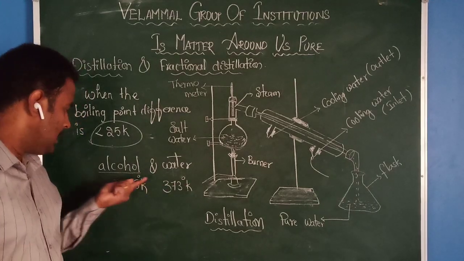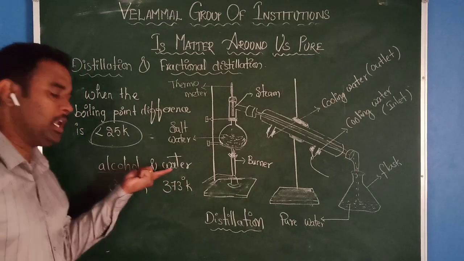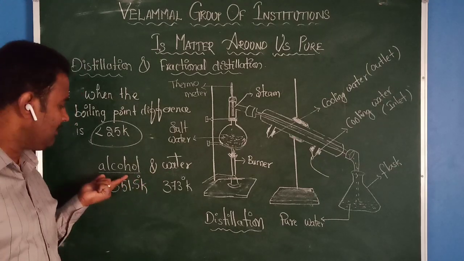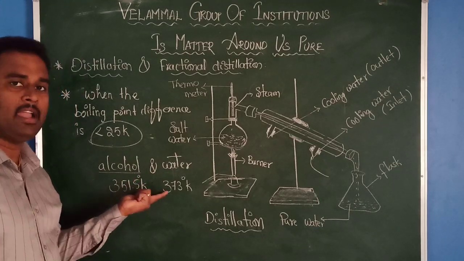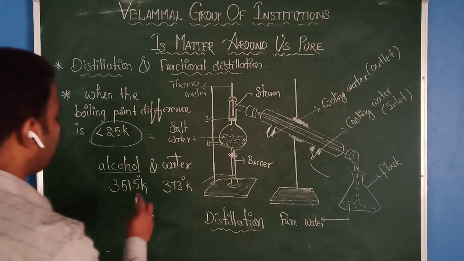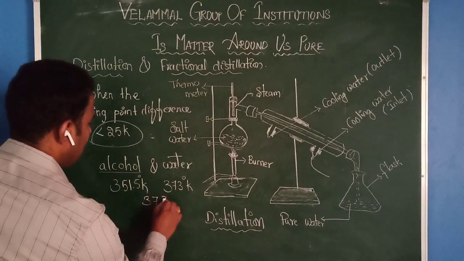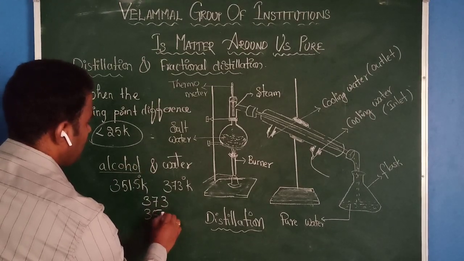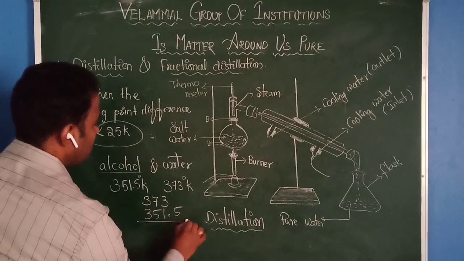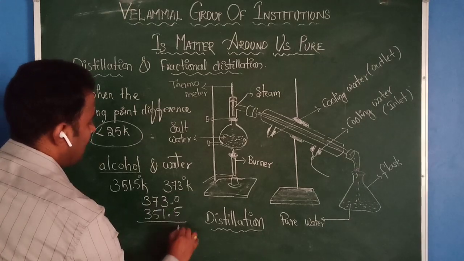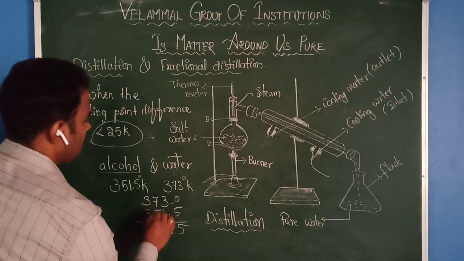That means if you observe the alcohol and water mixture, the boiling point of alcohol is 351.5 and water is 373. Let us take the reference, 373 and 351.5. Then how much will come? 0, 5, 1, 2.